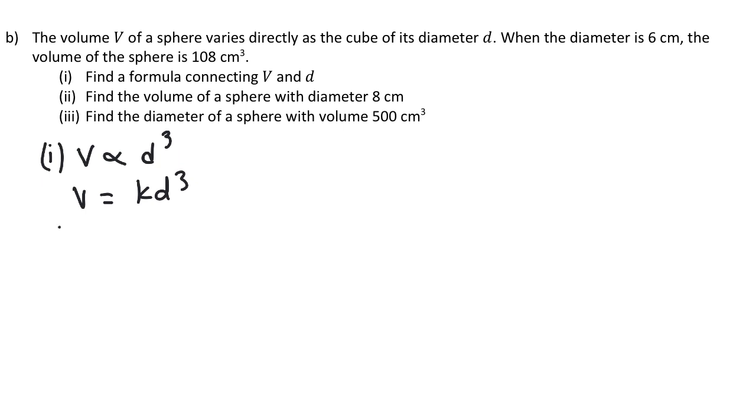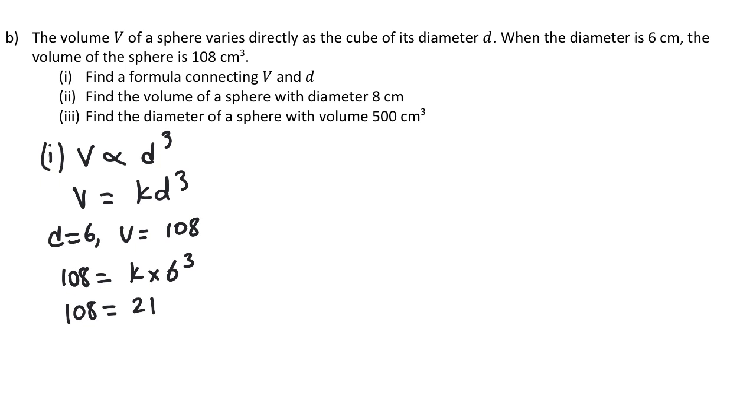Now we're told when d equals 6, v equals 108. So that means that 108 equals k times 6 cubed. So 108 equals 216k. So then k is 108 divided by 216, which is a half. So our formula then is v equals a half d cubed.